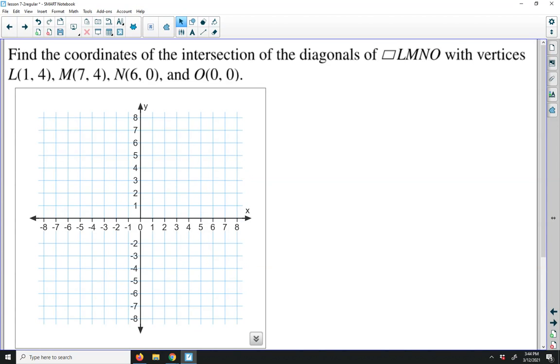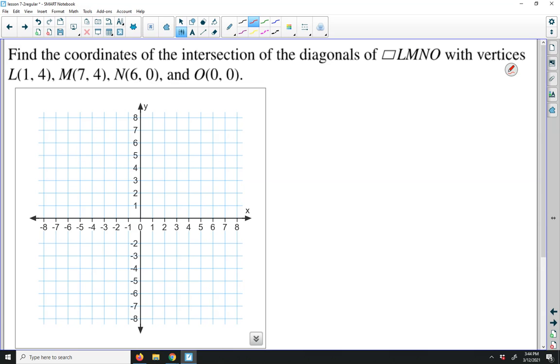Part 2 of section 7.2 on parallelograms. By definition, a parallelogram is a quadrilateral with opposite sides that are parallel. We also know some other things about parallelograms, such as the diagonals bisect each other, opposite angles are congruent, opposite sides are congruent, and consecutive angles are supplementary. Those are all things that we have discussed in part 1. Part 2 is going to be focused only on graphing.